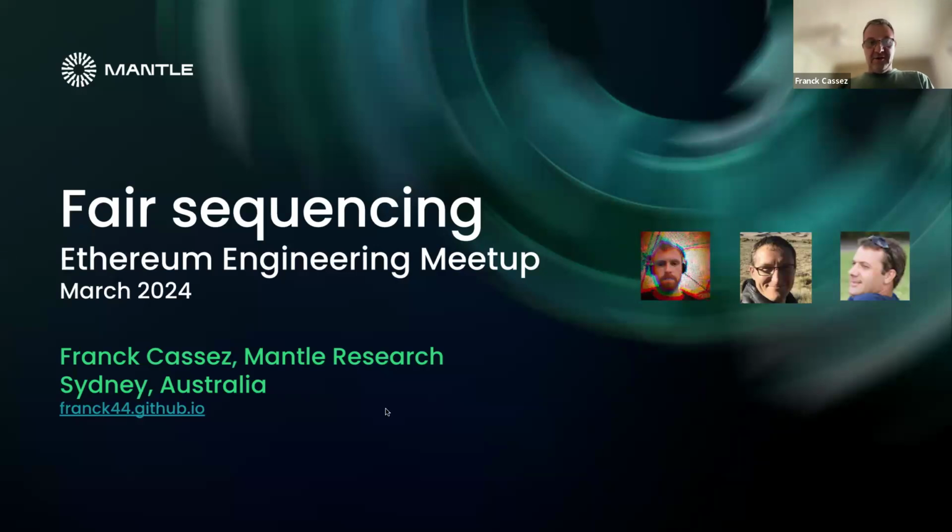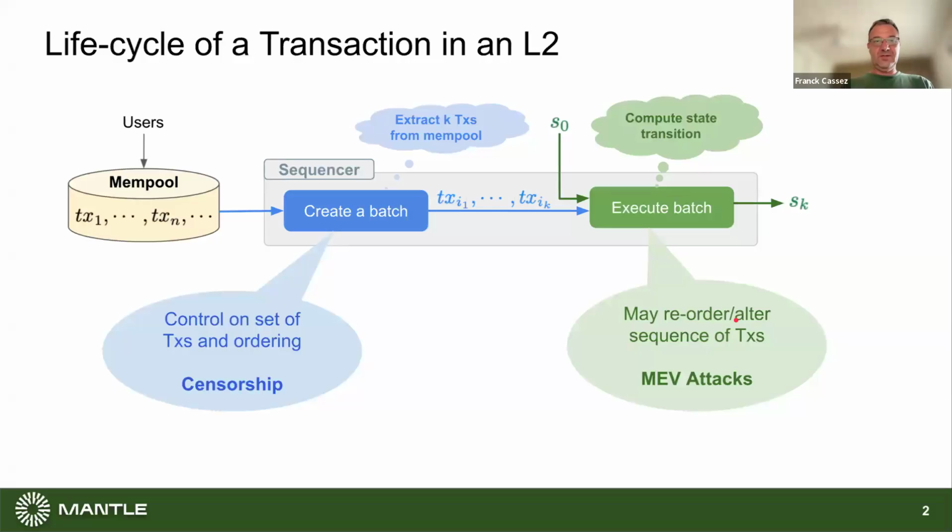Right, so this is a talk on fair sequencing, and there were two other people involved in the work I'm going to present today. On the left-hand side, Egon Gleason is at Mantle as well in the research team, and Andreas Penskoffer. So we did this work all together. So what's the problem? First, I'm going to tell you what's the life cycle of a transaction in a layer 2, and then what are the issues that can arise. And the talk about fair sequencing is to try and mitigate these issues.